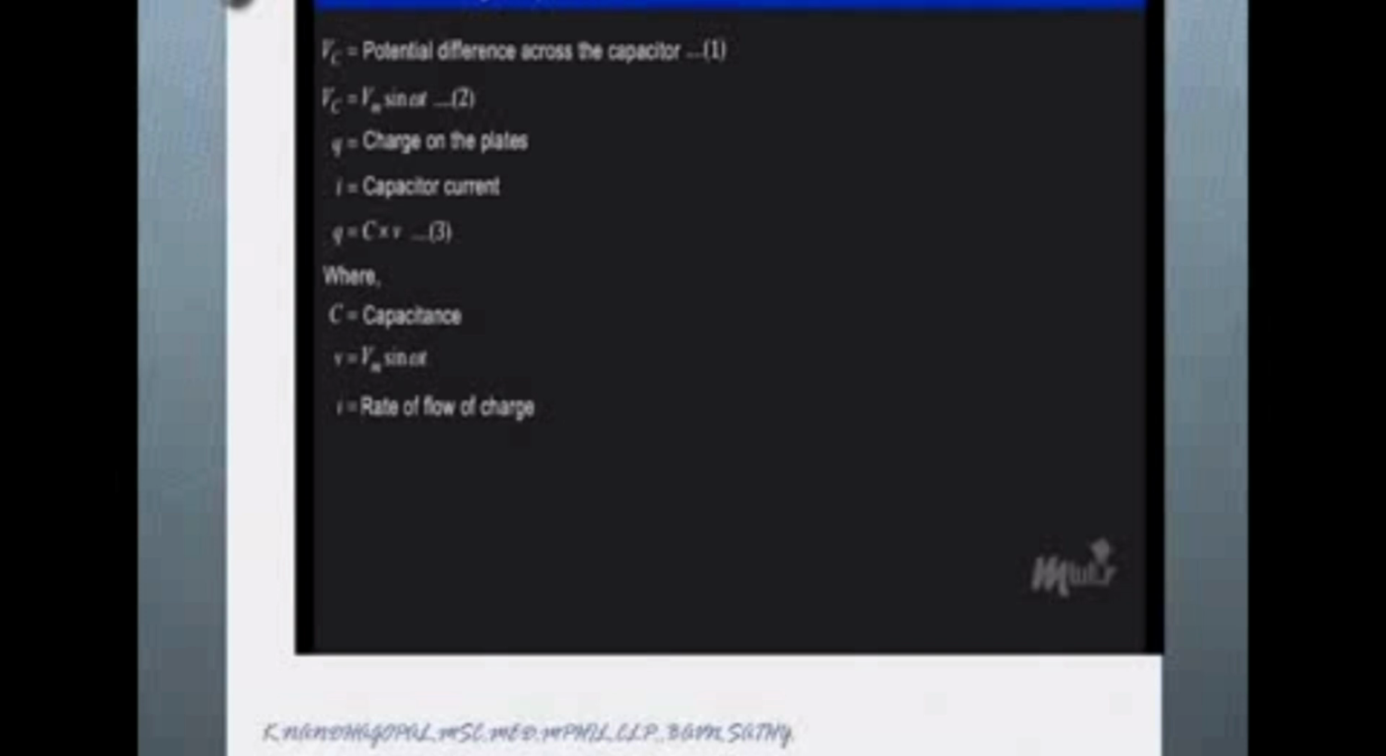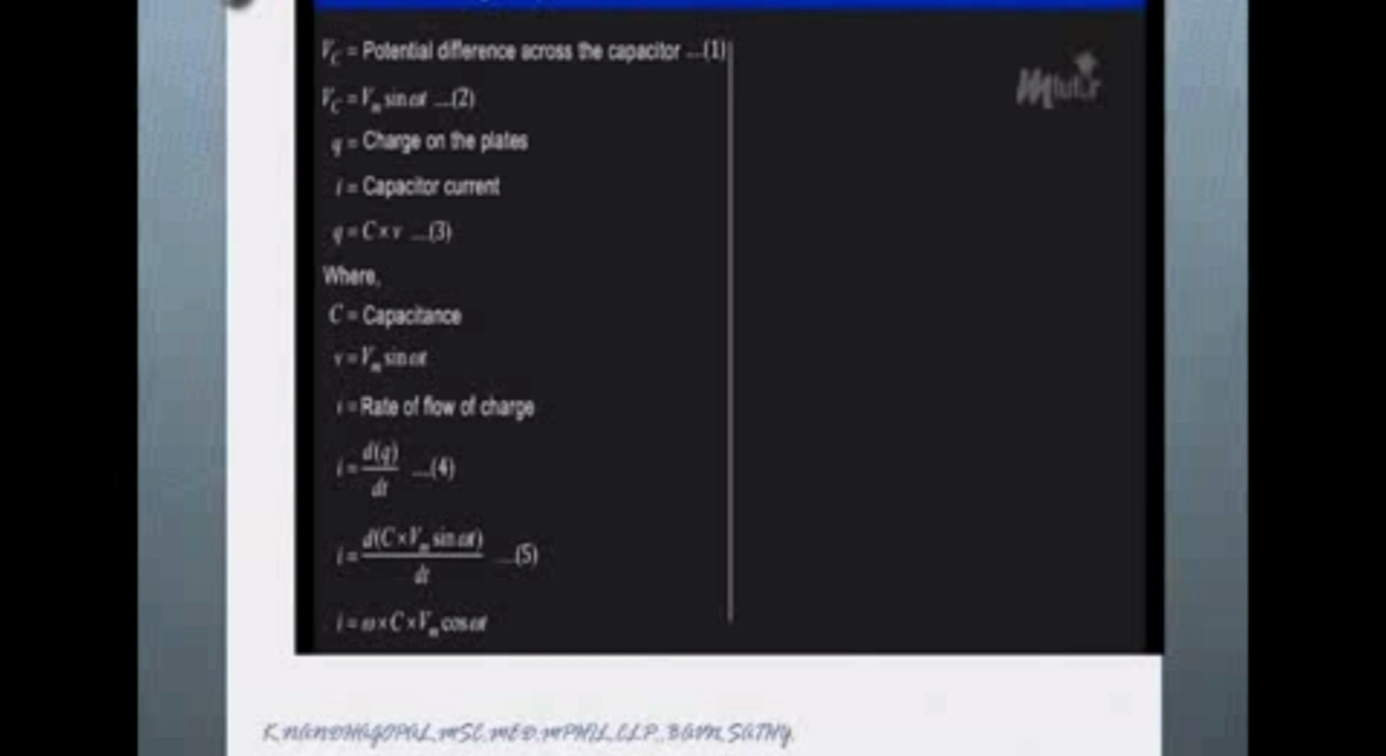I is equal to the rate of flow of charges, so I equals dq by dt. In the second lesson we learned that I equals dq by dt. The rate of change of flow of charges is called current. Substituting the q value, q equals C into Vm sin omega t, instead of V. Here we are going to differentiate this value. So I equals omega C into Vm, and differentiating sin omega t, you get cos omega t.